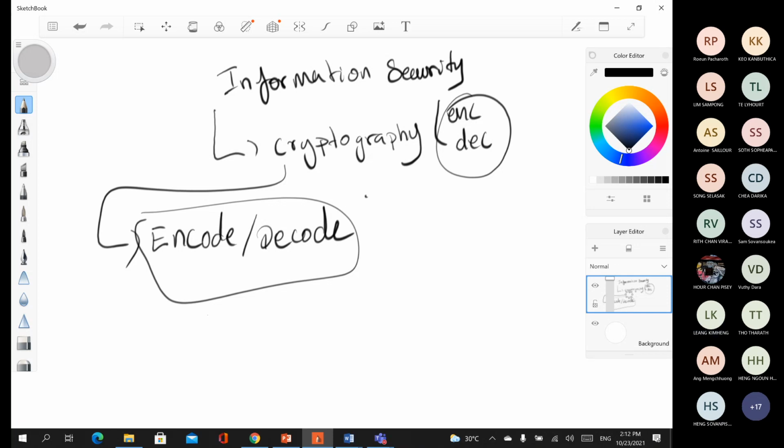Okay. First of all, I would like to give the definition. The first thing is that for cryptography, encode and decode, encrypt and decrypt, are the same. The definition is about... let me try to write it first.